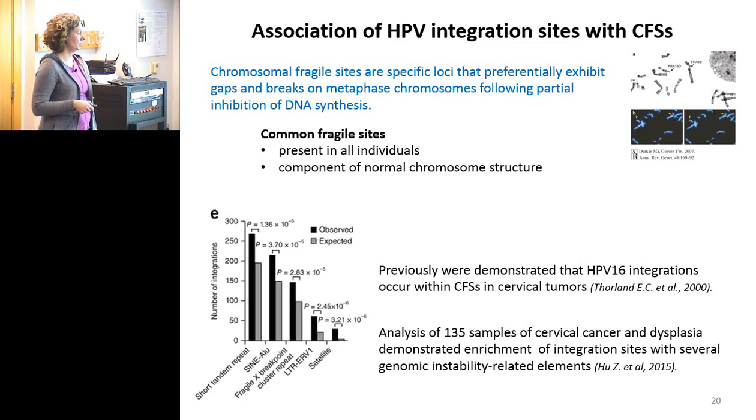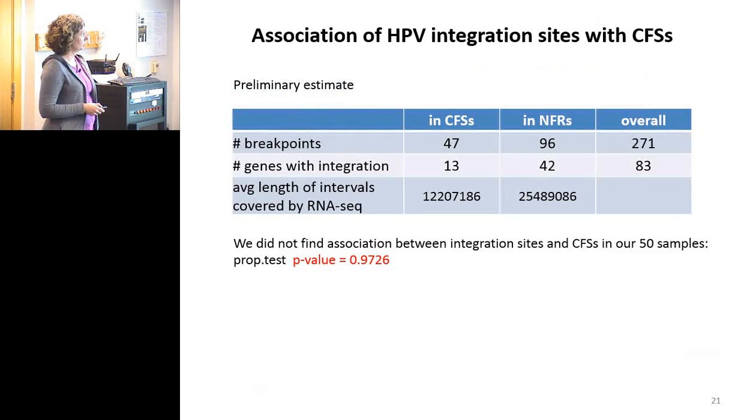For example, in this study, they analyzed many cervical cancers and dysplasias, and they demonstrated enrichment of integration sites with several genomic instability related elements, shown on this picture, such as STR, fragile X breakpoints, and so on. We made an analysis of the association of integration sites with CFS, and this table shows the results: how many breakpoints fell in common fragile sites and in non-fragile regions. We used a proportion test to find association, and we didn't find an association of integration sites with acidic-line induced common fragile sites in our 50 samples with integration.